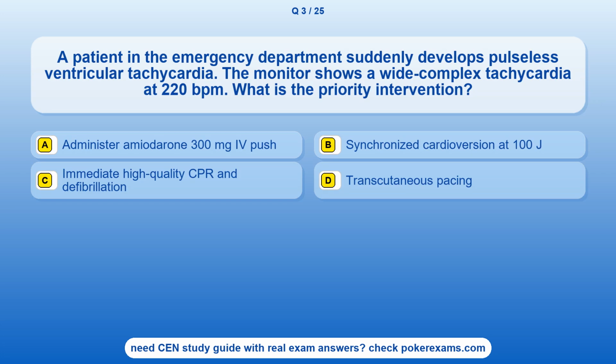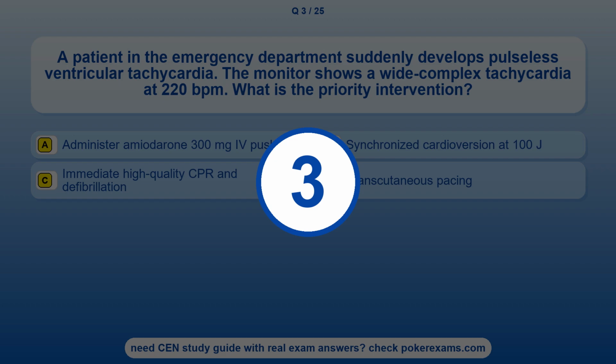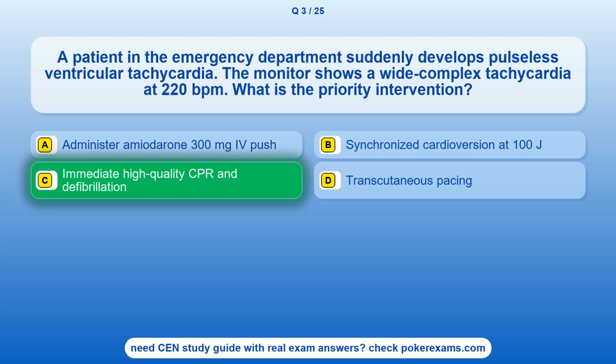Question 3. A patient in the emergency department suddenly develops pulseless ventricular tachycardia. The monitor shows a wide complex tachycardia at 220 bpm. What is the priority intervention? Option A. Administer amiodarone 300 mg IV push. Option B. Synchronized cardioversion at 100 J. Option C. Immediate high-quality CPR and defibrillation. Option D. Transcutaneous pacing. The correct answer is option C. Immediate high-quality CPR and defibrillation.